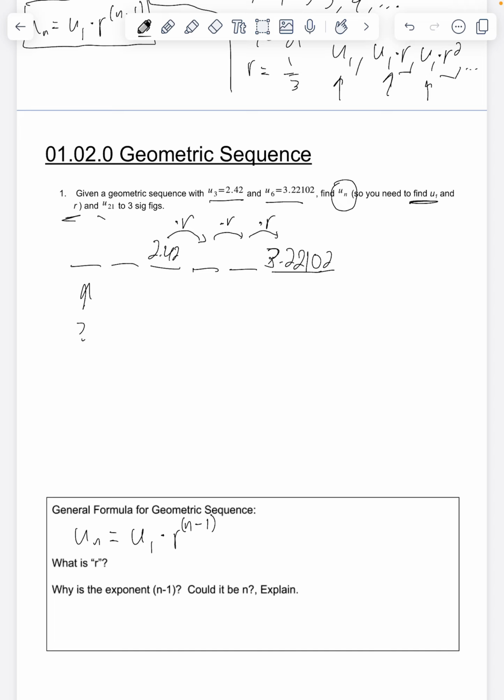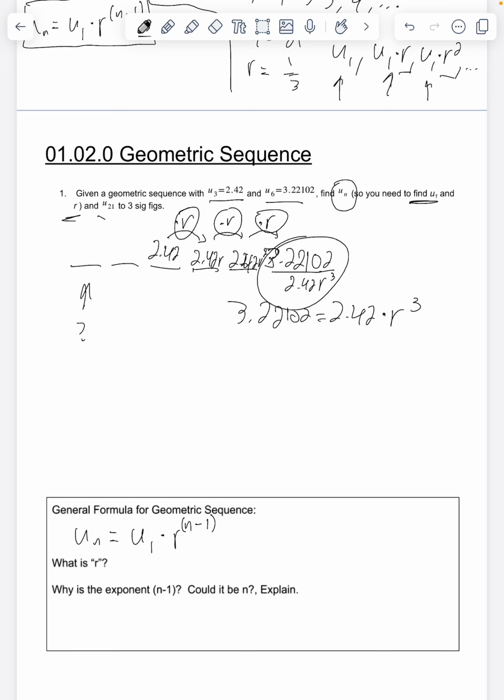So you could just jump straight to the formula here. 3.22102 is going to have to be 2.42 multiplied by how many r's? Well, we've got one here, and one here, and one here, so r cubed. Another way to do it is say, well, this term right here is going to be 2.42r. This term here is going to be 2.42r squared. Sorry, it's getting a little bit small there. And then this term right here must be 2.42r cubed. Right? So these two have to be equal, which is exactly what the formula is that we have down here.